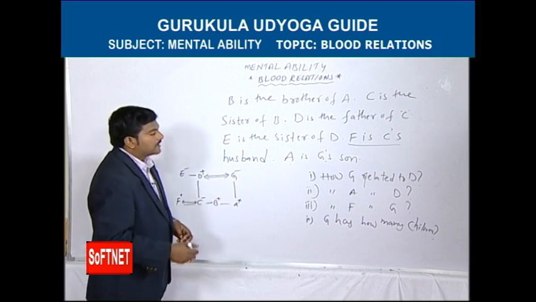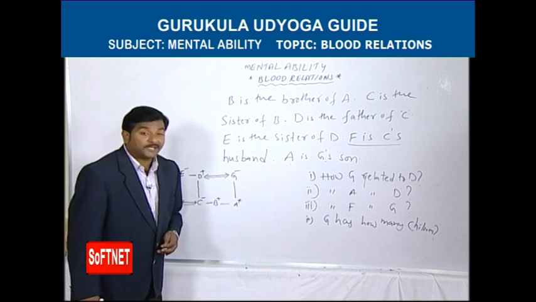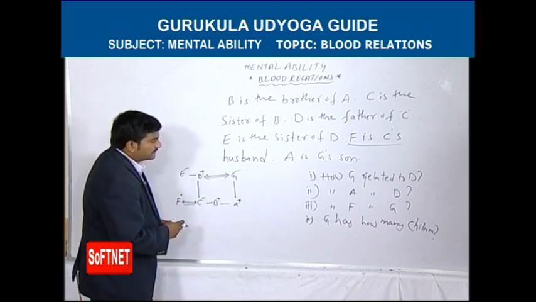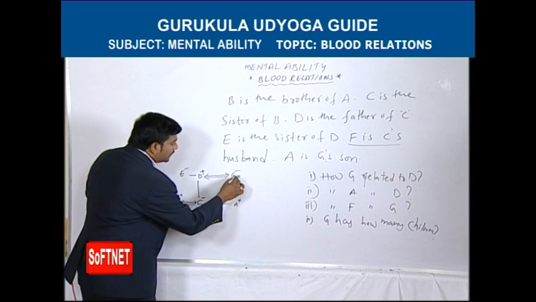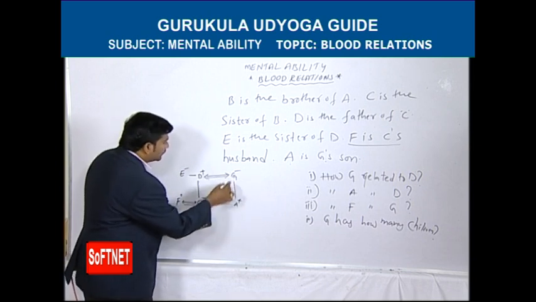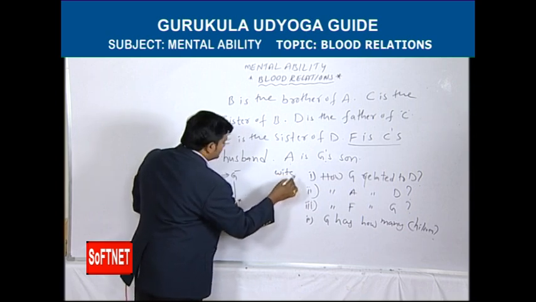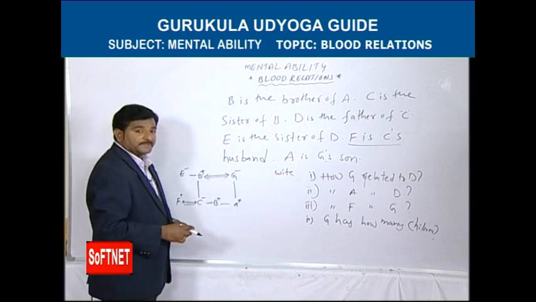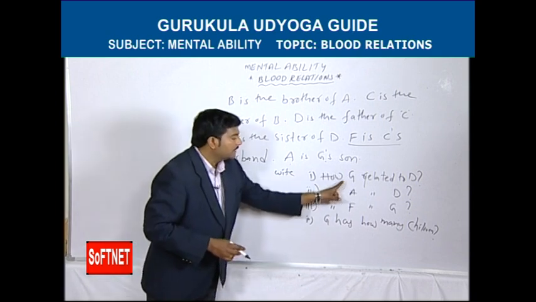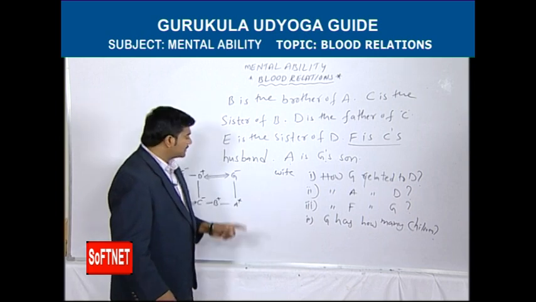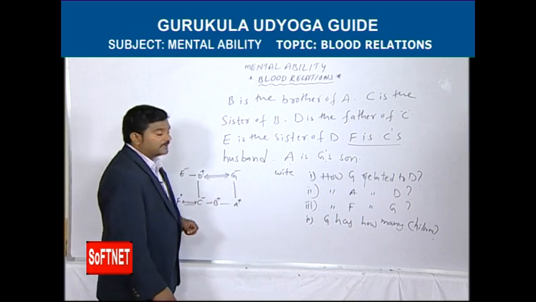First question is, how is G related to D? Tell me the relation between G and D. How is G related to D? So the first question's answer is very clear. G is the wife of D. I hope you understood. How is G related to D? G is the wife of D.